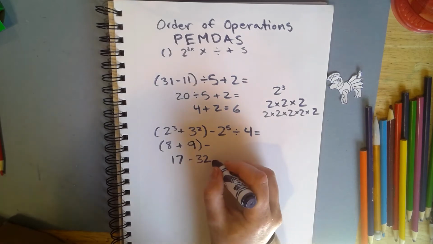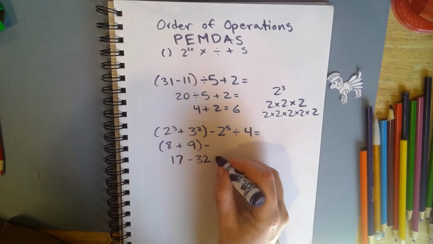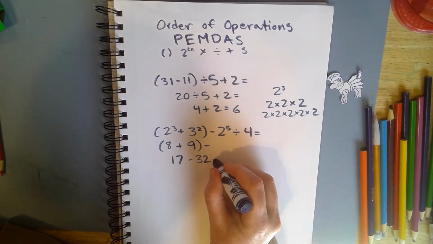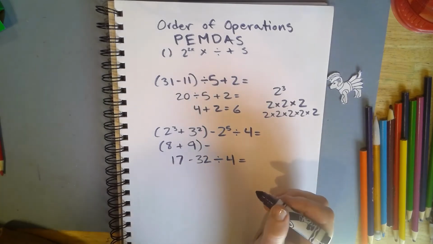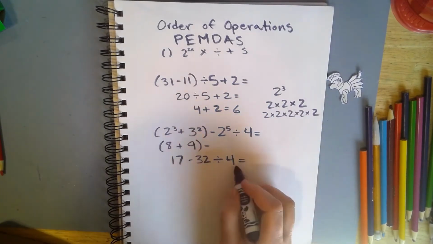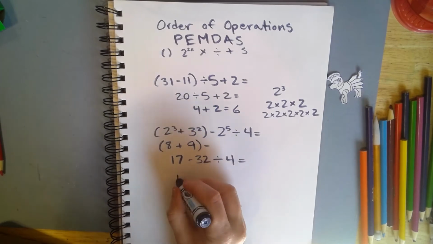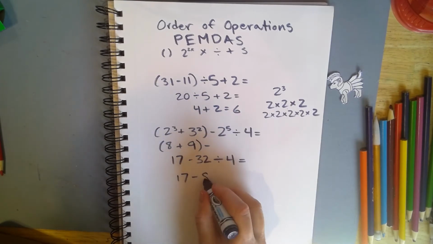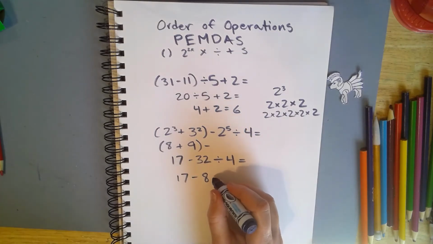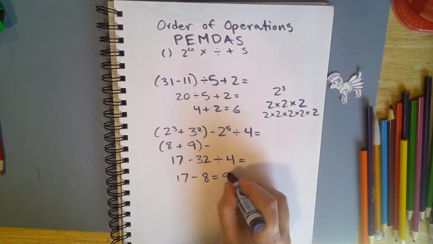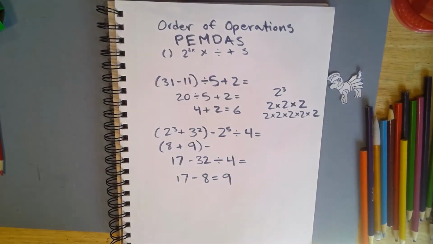Goodness. All right. Yep. Okay, it looks like we're going to have a negative number in here, and you'll talk more about that next year. All right. Oh, but I have division in here. So it's really 17 minus 8, because 32 divided by 4 is 8. So 17 minus 8 equals 9. 9 is my answer out of that hot mess up there. So that's how it works.